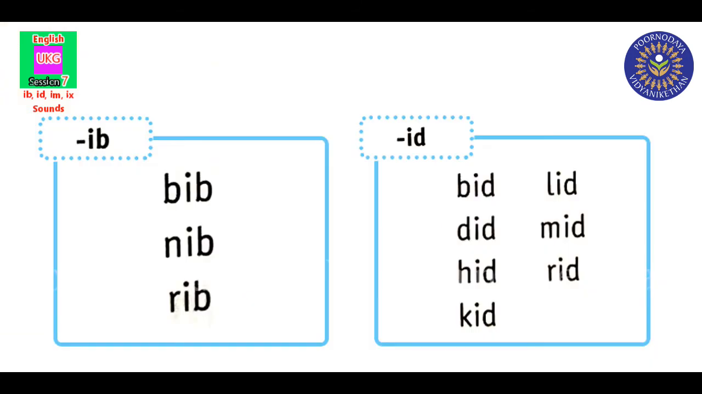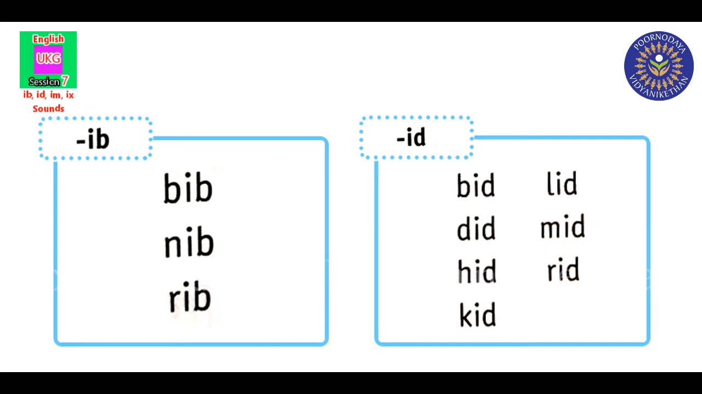Did you understand? Now, look here. Here are two boxes. See the first box. We have three words. B, I, B. What is it? Bib. And what is the sound here? Ib sound. Now the next one is N, I, B. Nib. What is the sound here, children? Ib sound. The next one is rib. R, I, B. Rib. And what is the sound? Ib sound. Now, see the second box.